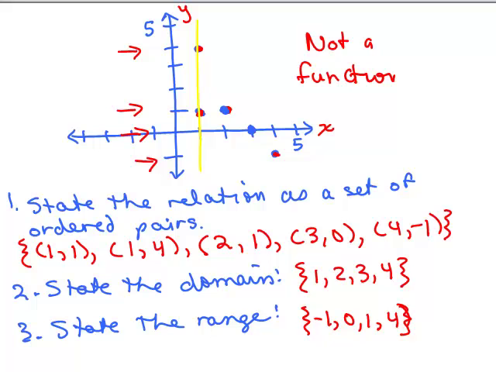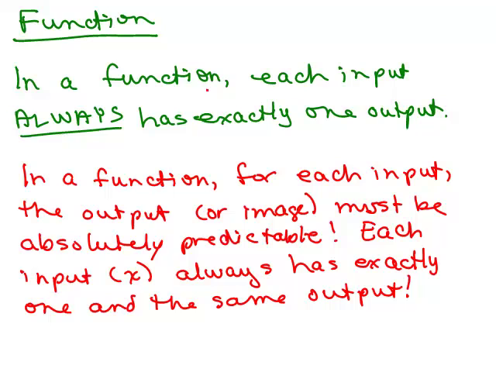So let's reiterate. In a function, each input always has exactly one output. So note what that really is saying, that in a function, for each input, the output or image must be absolutely predictable. Each input x has exactly one and the same output. So if I have a function where if I put in a 2, a 4 comes out, anytime I put in a 2, a 4 comes out.